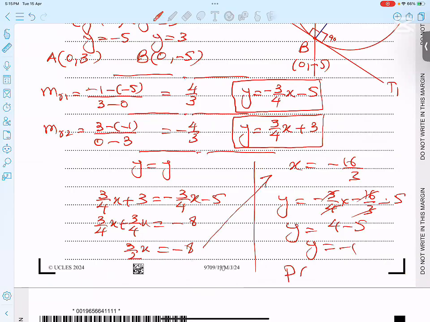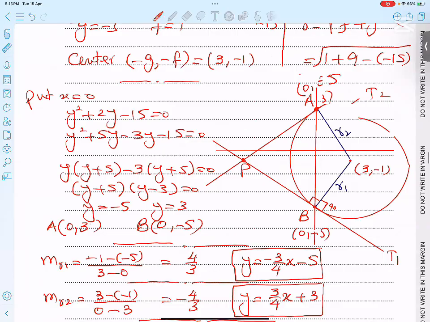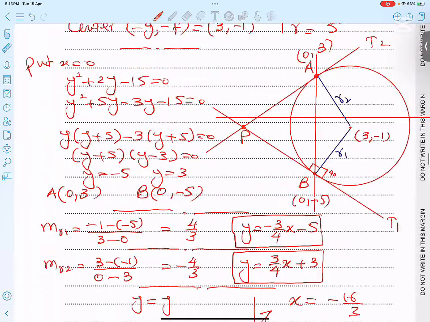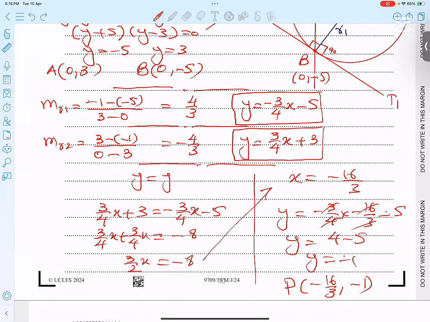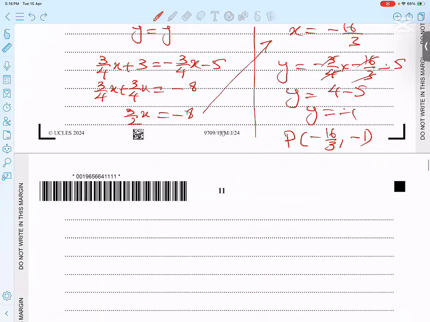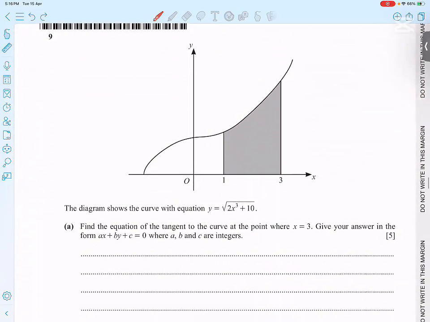So the point of intersection is -16/3 and, wait a minute, this is a plus. This is -1. And wait a minute, this x must be negative. Yeah, both are negative, because this is a negative sign and y is also negative. So both are negative, correct. So we got it. Alhamdulillah Rabbil Alameen. I hope you got the point. Let's go for the next question.